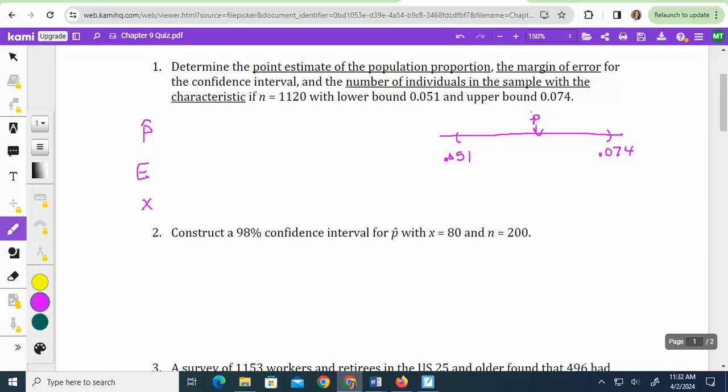That's our p-hat. Remember, we built confidence intervals around p-hat and x-bar. So it's p-hat plus or minus our margin of error. So to find the p-hat, we just need the average of those. If you add them up and divide by 2, we get what?